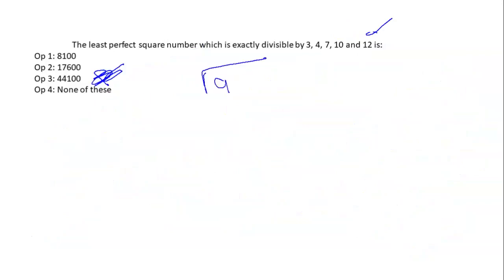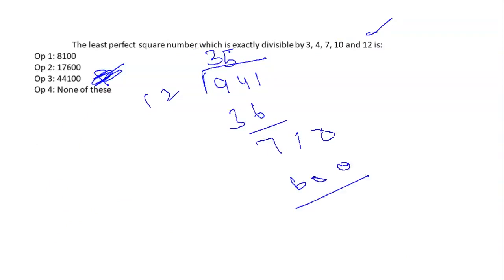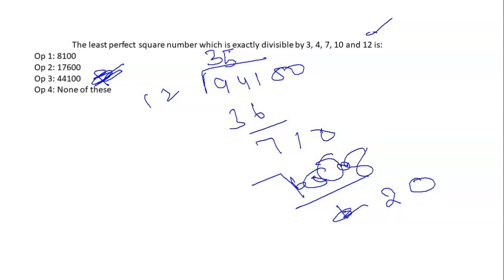Yes, it is divisible by 12, I guess. 3 times 36 gives you 108. 7 times 12 is 84. 5 times 12, say 60, I get. So it's 708. And again, get 20. So 20, I don't think it's divisible by 12. 44100. Yeah. So 3 times 36, 108. I get 81, 810. 810.